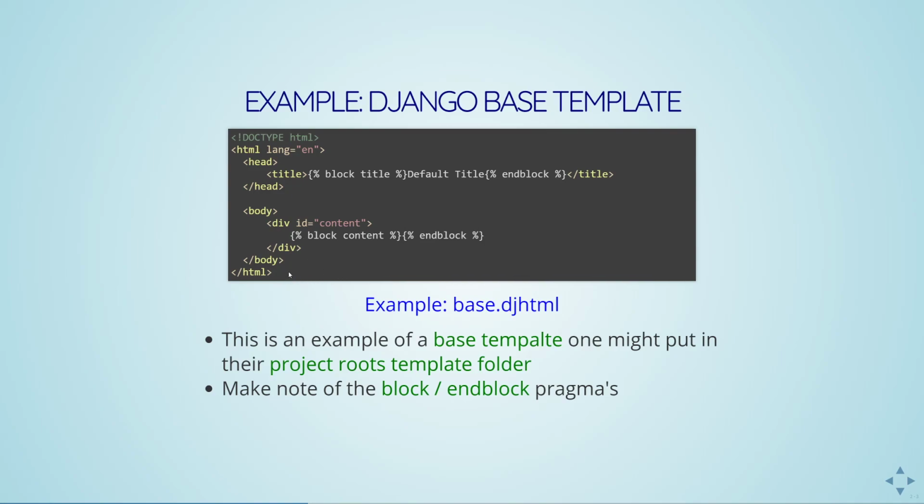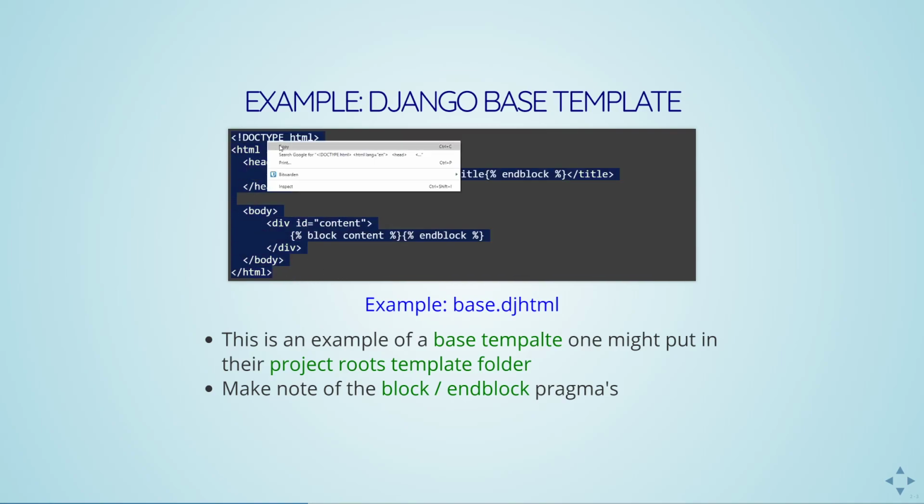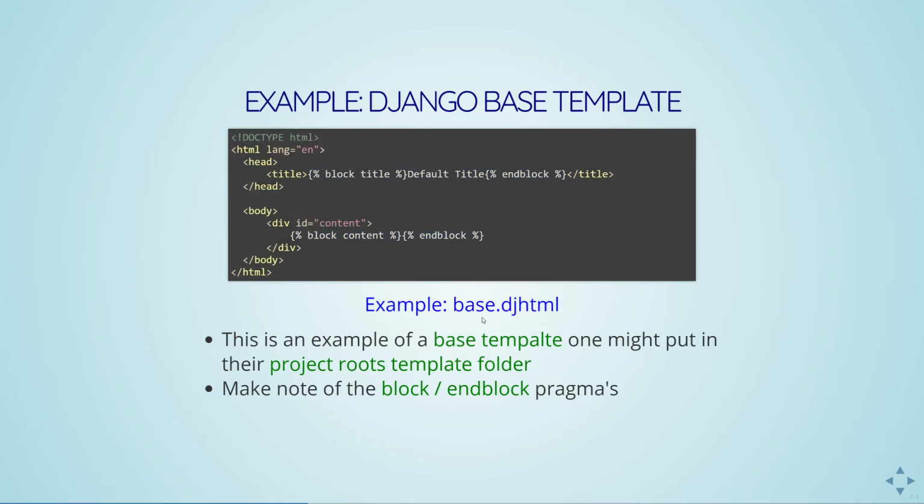Okay, so let's start off with our first Django template. So we're going to create a file. We're going to call it base.dj.html. You actually could call it just .html. It would work just fine. But it's a good idea to call it .dj.html just to signify that this isn't just your average HTML document. This is a Django template HTML document.